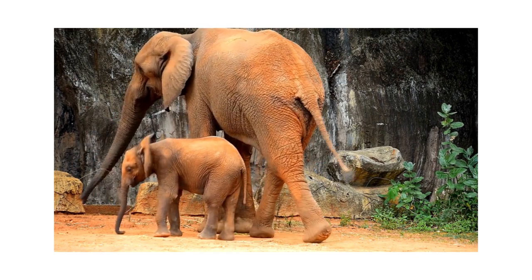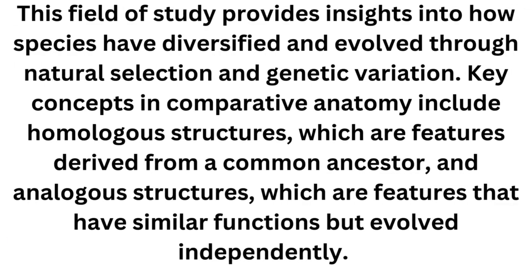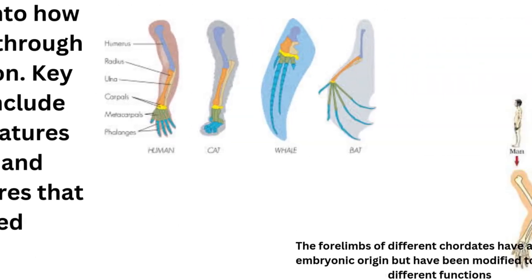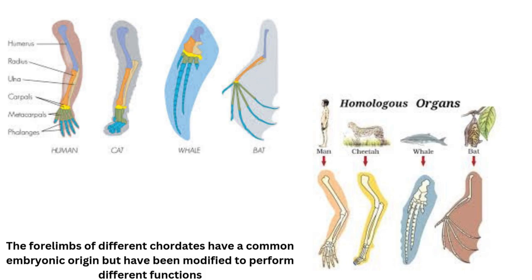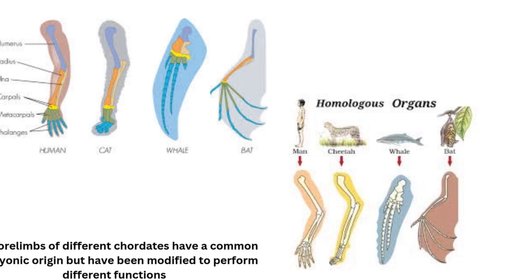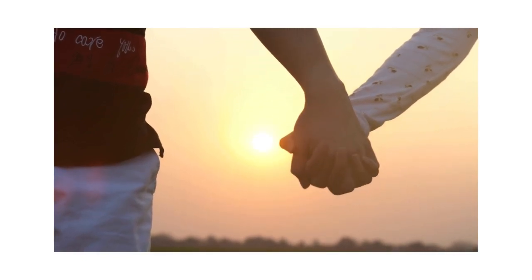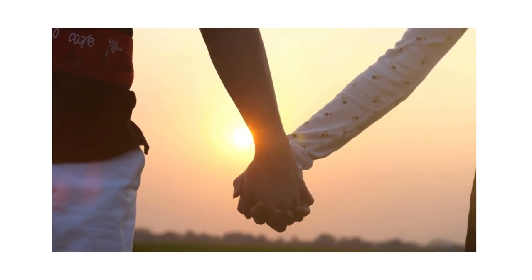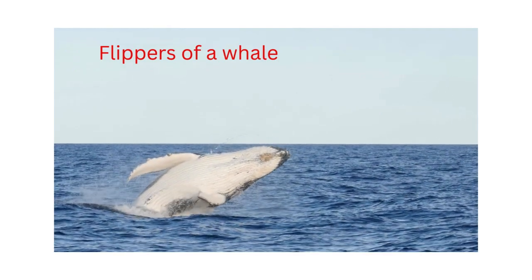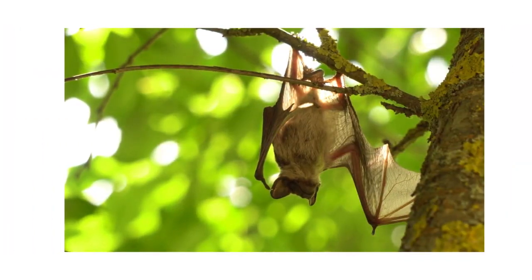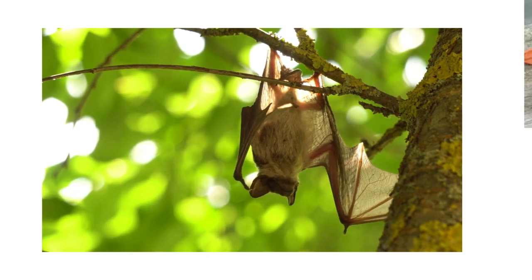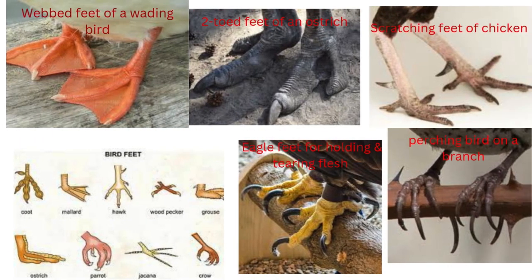First up, we have homologous structures. These are structures in different species that share a similar underlying form, even if they perform different functions. Why? Because they evolved from a common ancestor. This is called divergent evolution. When species with a similar embryonic origin are modified so that they perform different functions, such structures are said to be homologous.